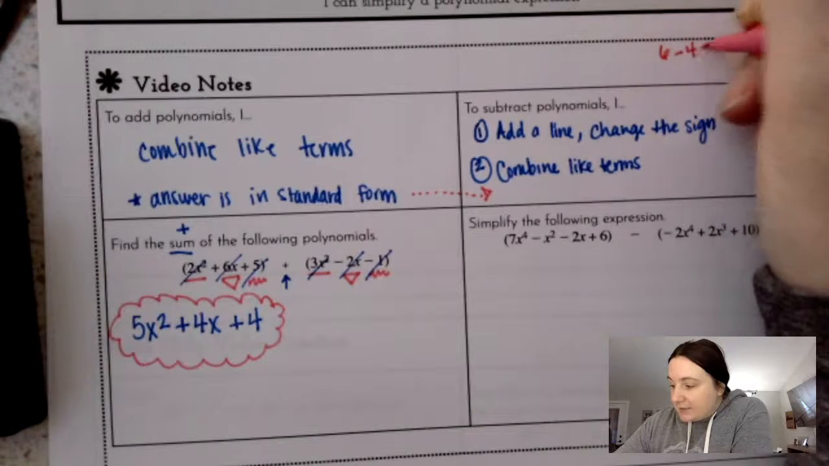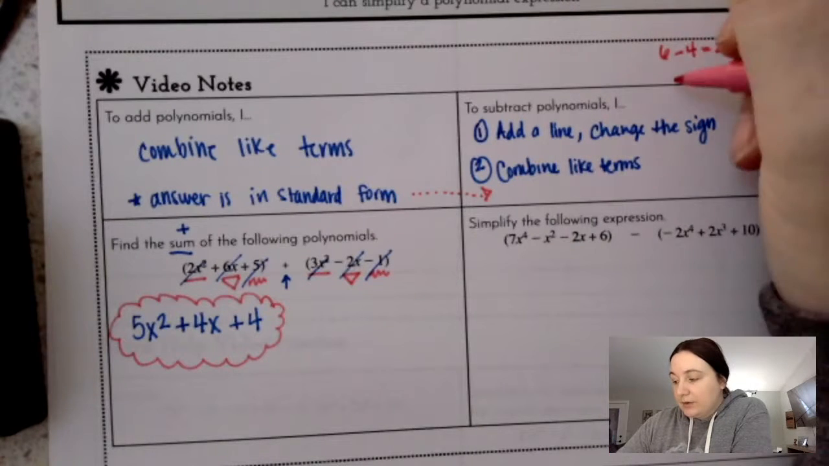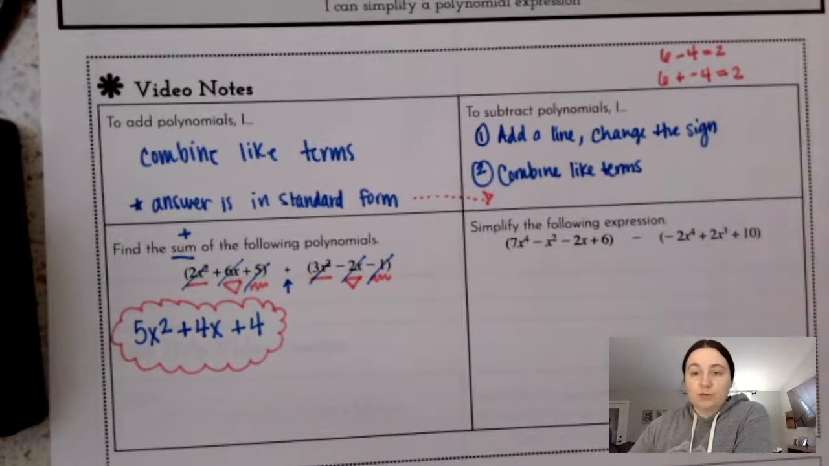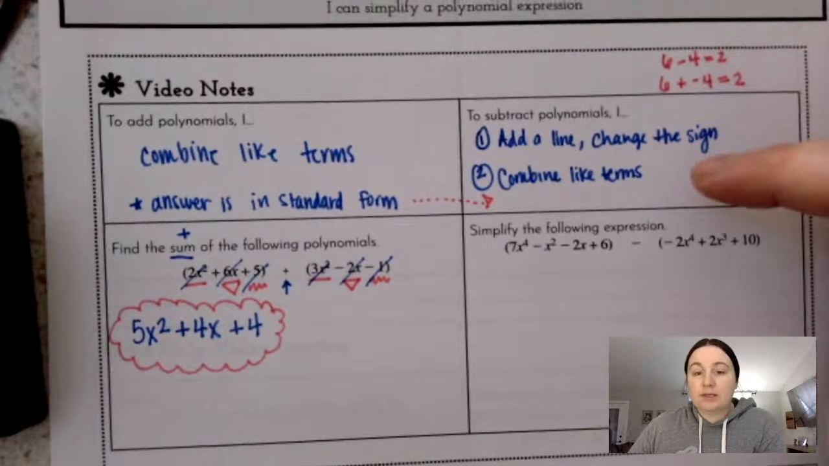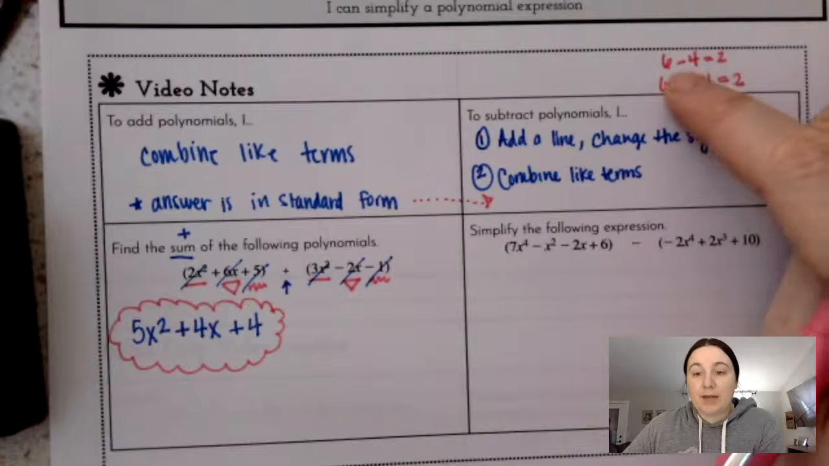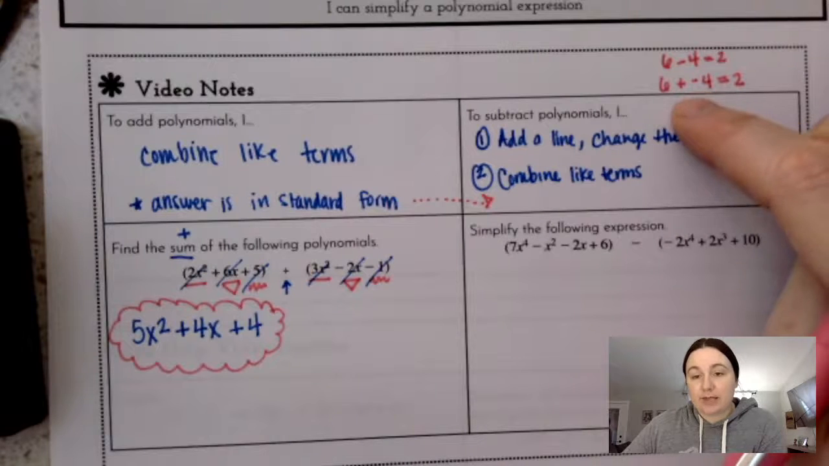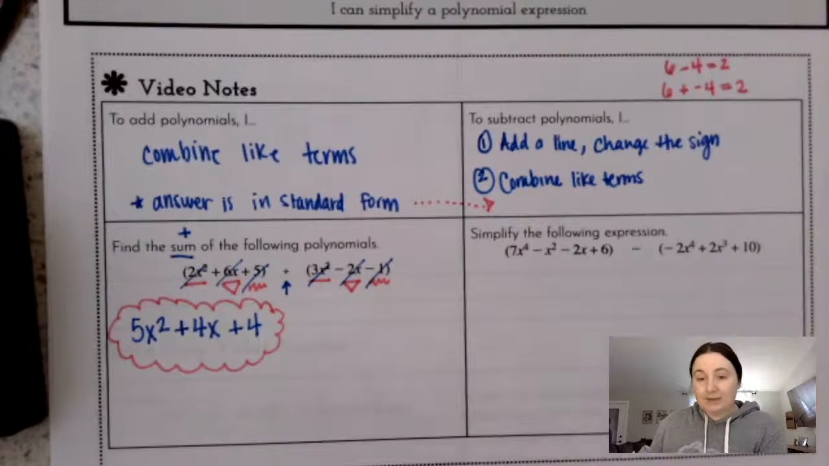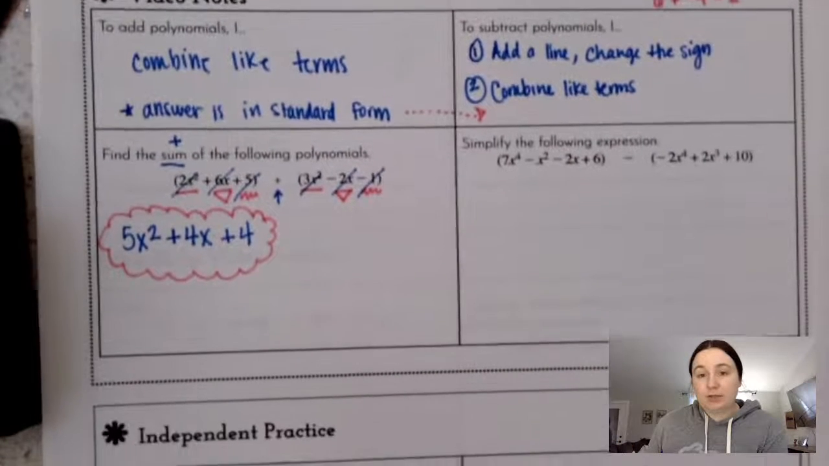6 minus 4 we know is 2. We also know that 6 plus negative 4 is 2. And so the reason that we want to add a line and change the sign, which means change it from a minus sign to a plus a negative sign, is because with subtraction, it's very easy to make mistakes and lose your subtraction symbol as you're working. It's not as easy to lose an addition symbol. So if you're just adding every time, then it really helps you. So let me show you what that looks like in our polynomial.